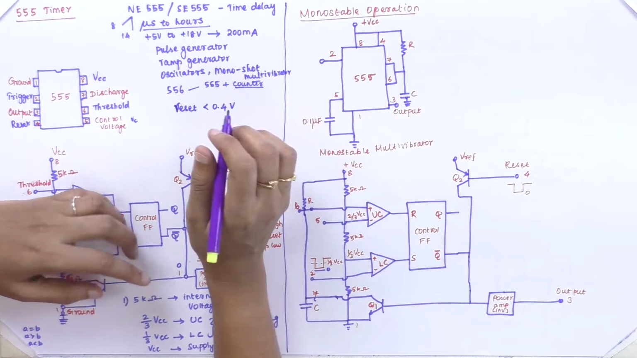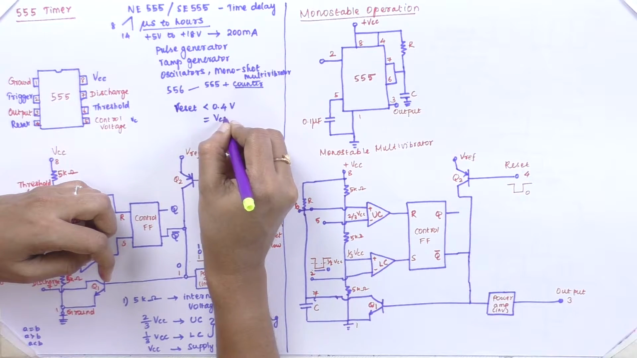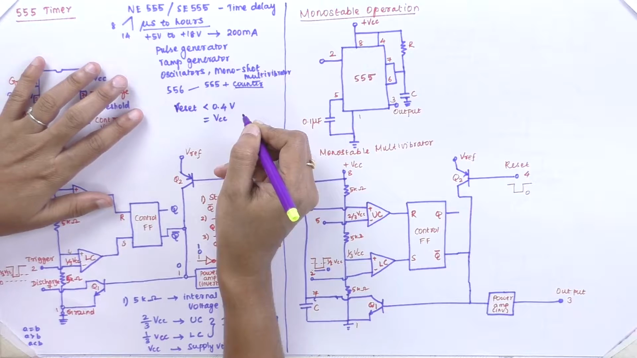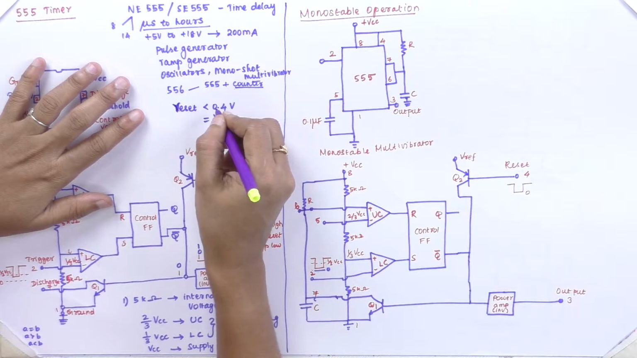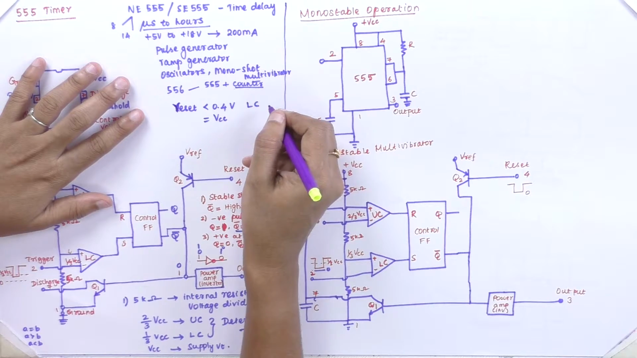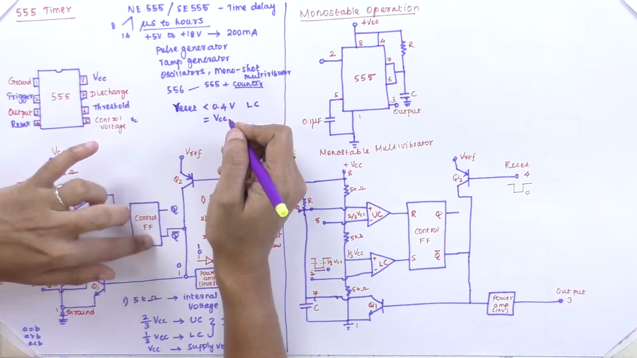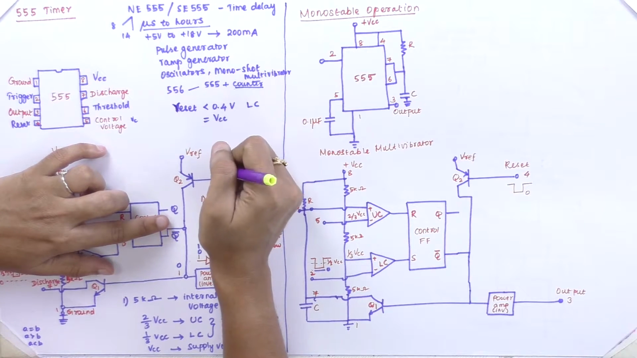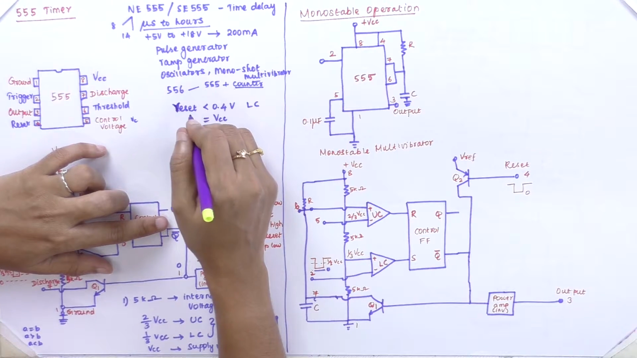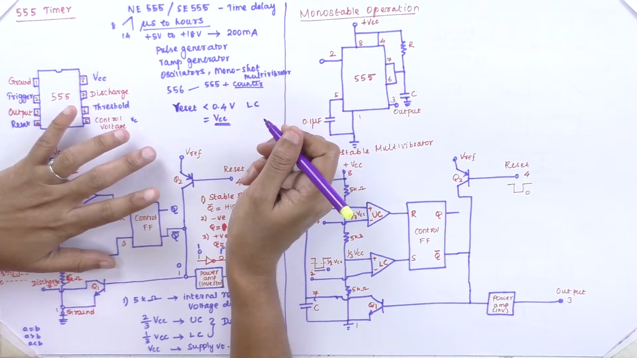If it is beyond that, it is given directly to the VCC supply voltage. If it is less than 0.4 volt, that too from the lower comparator part, we can override the effect of that reset on the lower comparator side. If the reset is not used, it is returned to VCC.